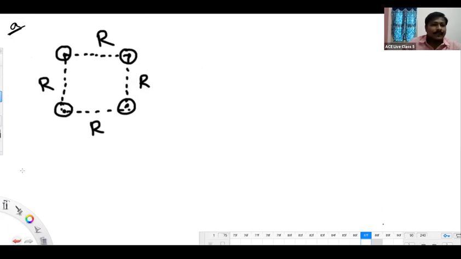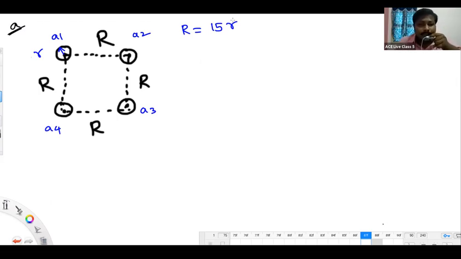I'll call the subconductors A1, A2, A3, A4. The radius of each subconductor is smaller r, as he said in the problem. Now, what's the value of capital R? Capital R was 15 times the smaller r, under the 4th root. Good. Okay, let's take it. What is the GMR of A1?